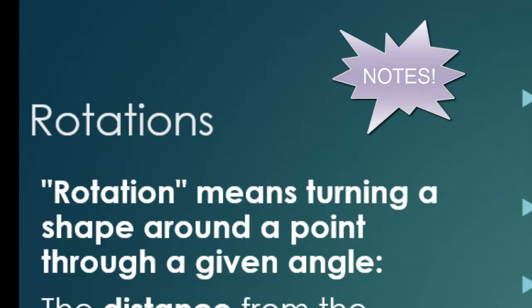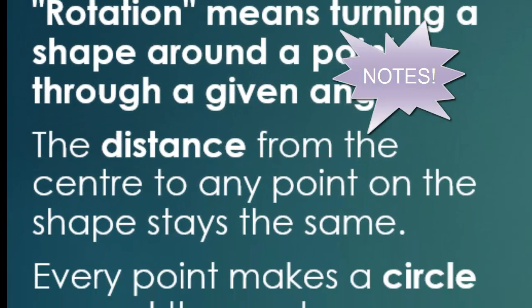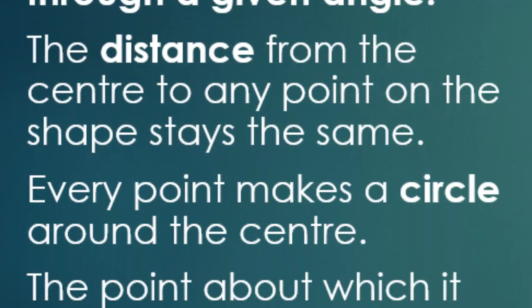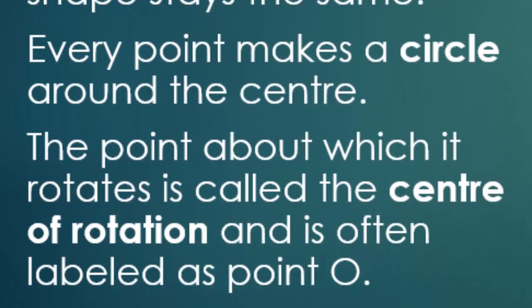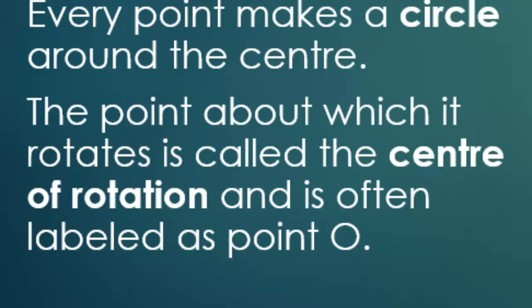And so in this class you'll be asked to rotate 90 degrees, 180 degrees, or 270 degrees, either around a point or around an origin. Now the distance from the center of your grid to any point on the shape stays the same regardless of how many rotations you're doing, and every point makes a circle around the center. The point about which you rotate, the center, is often labeled as point O, and that would be the origin.